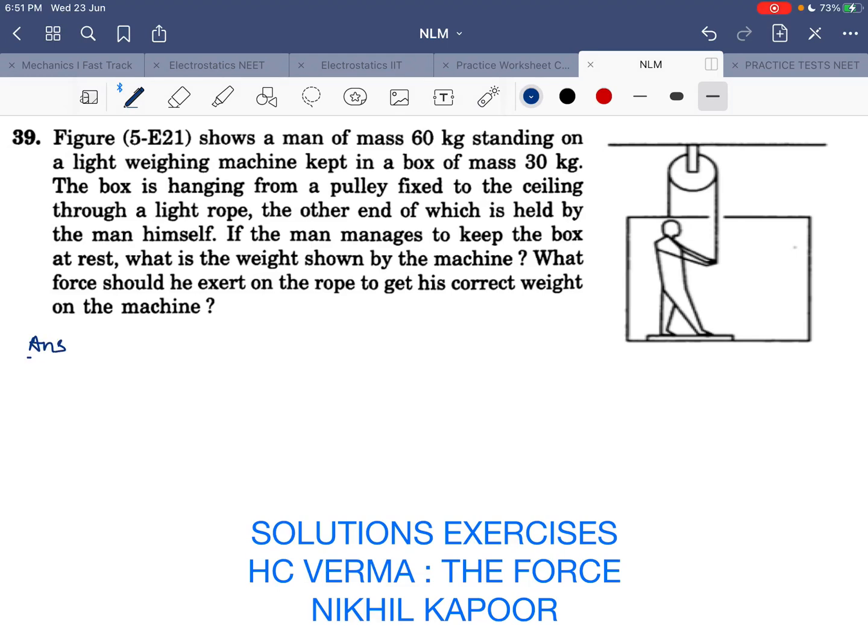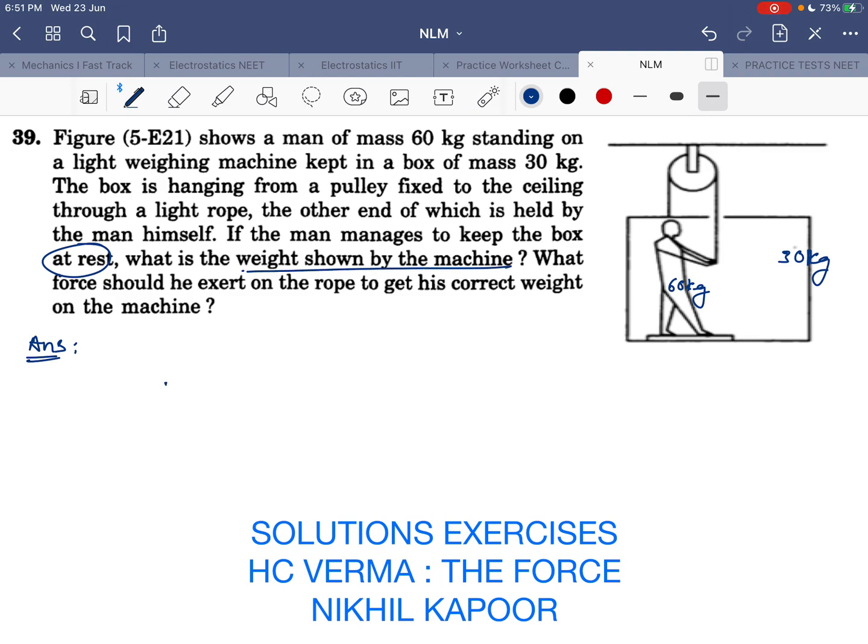With the 39th example. The figure shows a man of mass 60 kg standing in a light weighing machine kept in a box of mass 30 kg. So the mass of the box is 30 kg. The box hangs from a pulley attached to the ceiling through a light rope, the other end of which is held by the man himself. If the man managed to keep the box at rest, what is the weight shown by the weighing machine?